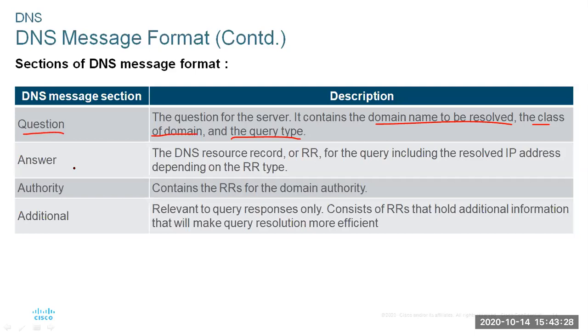All right, so the answer usually comes from the server, the DNS server. The DNS resource record, or the RR, for the query, including the resolved IP address. The resolved IP address is now the one that matches the domain name. All right, then the authority, that contains the RR, that's the registrars for the domain authority. All right, then a registrar is where your domains are hosted or registered. Okay, that has who certifies this domain name. When you want to request a domain name, you register it with a domain registrar. Okay, so additional, relevant to the query response only, consists of RRs that hold additional information that will make query resolution more efficient.